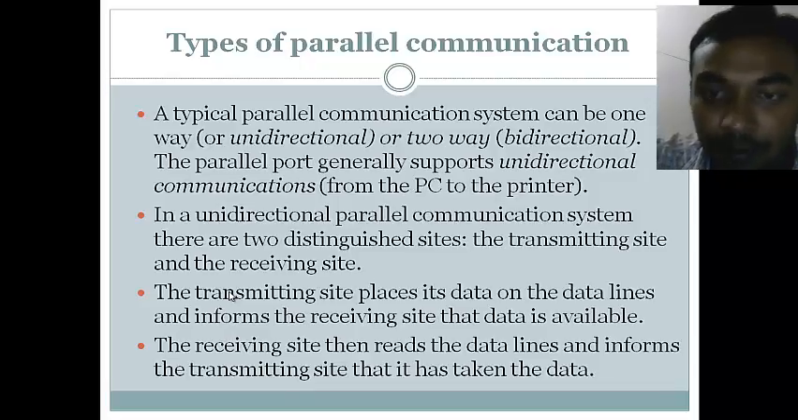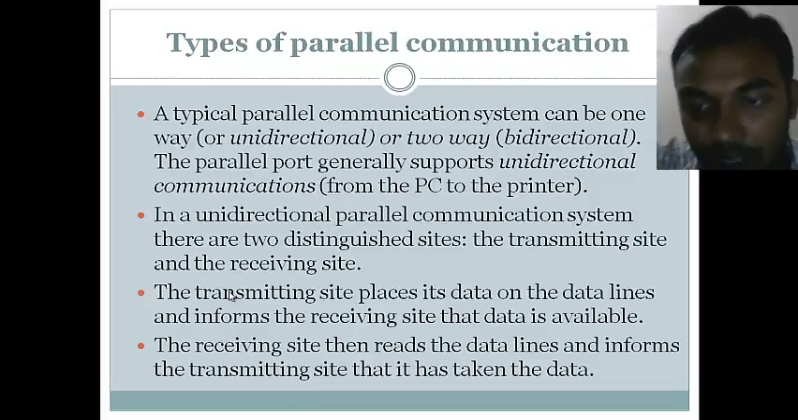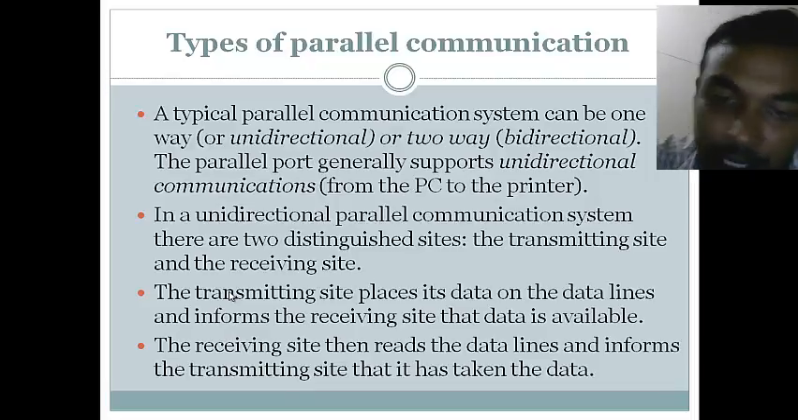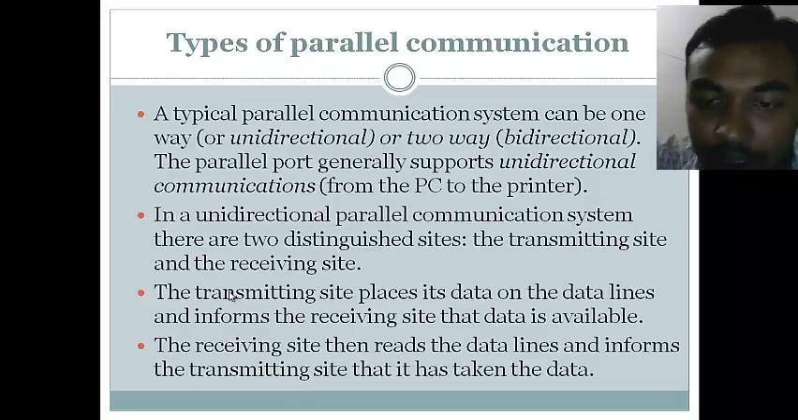In unidirectional, we mainly focus on two sites: the transmitting site and the receiving site. These are the two points where the data transfer actually happens. The transmitting site places the data from its system onto the data lines and informs the receiver that data is available, you can take it. The receiver on the other end reads the data lines, sees that information has come, and takes the data from the transmission line.